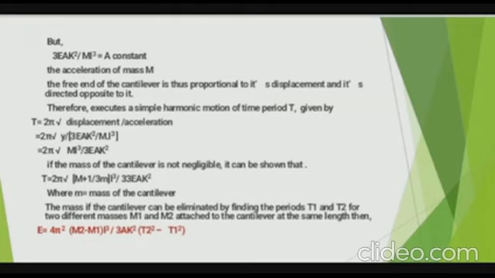If the mass of the cantilever is not negligible, it can be shown that T is equal to 2π root of (m plus 1/3 m') L³ divided by 3 E A K², where m' is the mass of the cantilever. The mass of the cantilever can be eliminated by finding the periods T1 and T2 for two different masses m1 and m2 attached to the cantilever at the same length. Then E is equal to 4π² (m2 minus m1) L³ divided by 3 A K² into (T2² minus T1²).